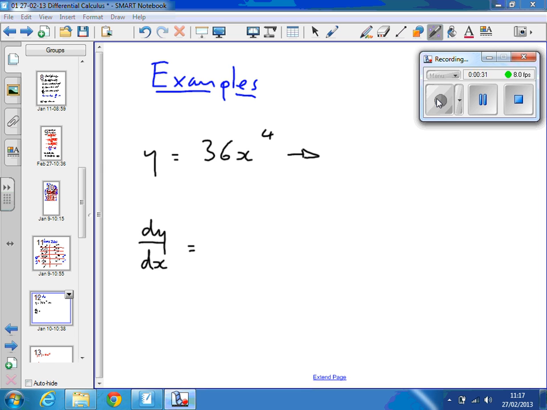So bring the 4 down, times it by the 36, which is 144, and then take 1 off the power. And I've differentiated that function.